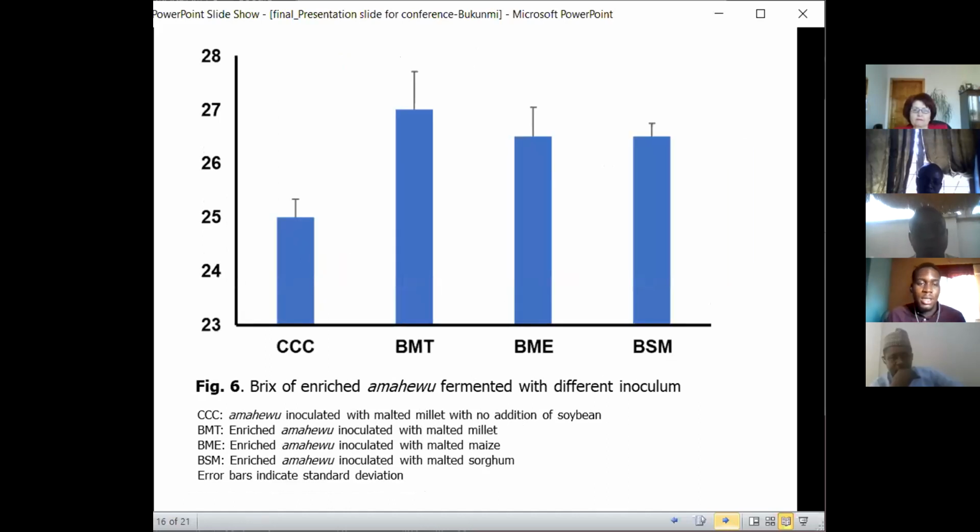Here is the Brix, the sugar composition of the sample. It ranged between 25 and 27 for the unenriched sample, the sample to which soybean was not added. It has the least Brix sugar level. That means the addition of soybean to the sample led to a great increase in the Brix. This might be due to the soluble solids which are present in the soybean too.